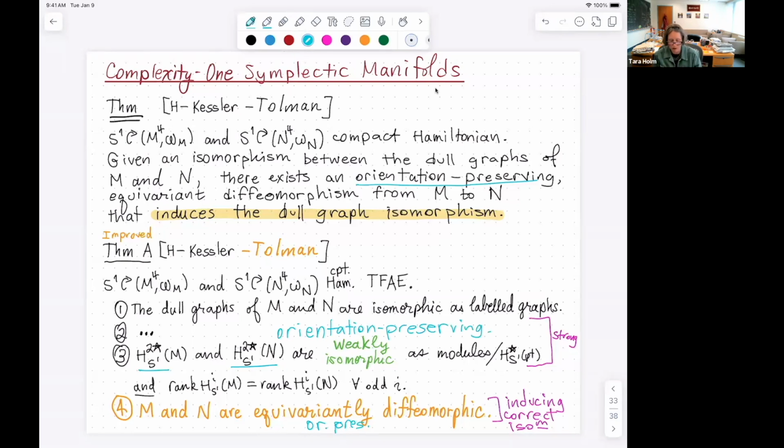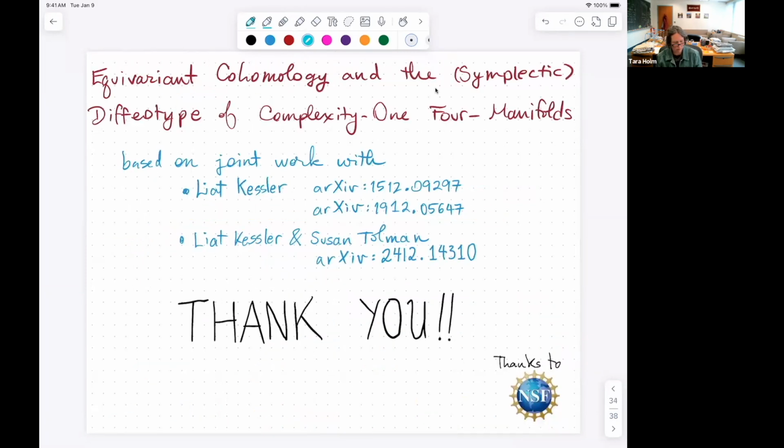Okay, so the moral of this whole story is that when you are in the complexity 1 four-manifold case, things are quite rigid. Everything is determined by the combinatorial momentum map data and isotropy data from the action, and everything can be detected in terms of the algebra of the cohomology. Okay, so that is what I wanted to say.